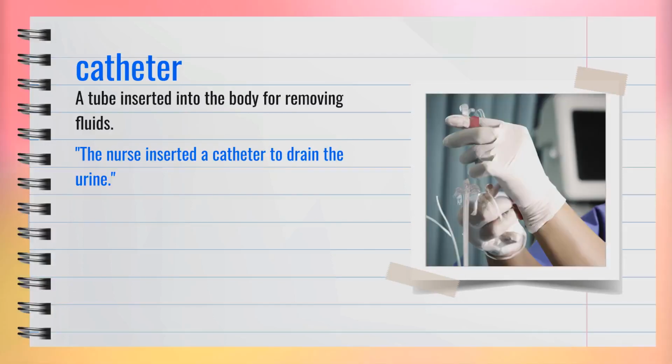The word catheter is spelled C-A-T-H-E-T-E-R, and it's a noun. The pronunciation is catheter. It refers to a tube inserted into the body for removing fluids. For instance, the nurse inserted a catheter to drain the urine. So, in summary, catheter means a tube inserted into the body for removing fluids.